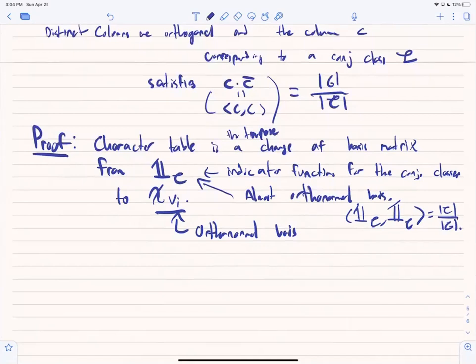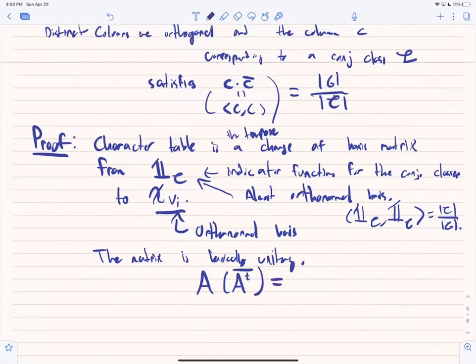Okay, so that means this matrix is basically unitary, i.e. it satisfies A times A transpose complex conjugate is equal to... well, it's not quite unitary. What it satisfies is, well, it's some diagonal matrix.